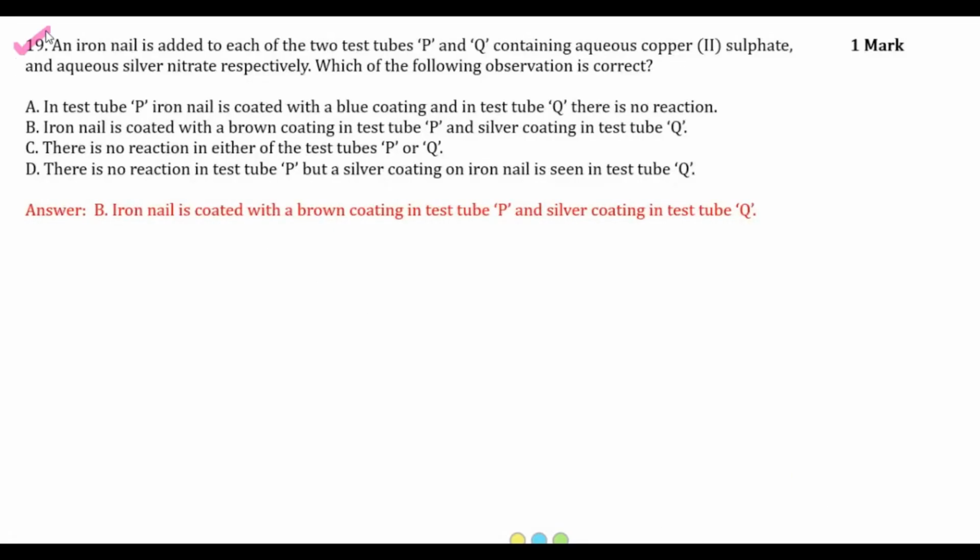Now question number 19. An iron nail is added to each of the two test tubes P and Q containing aqueous copper sulfate solution and aqueous silver nitrate respectively.